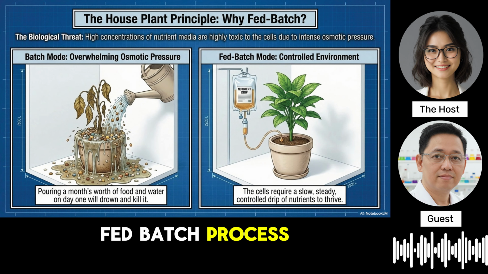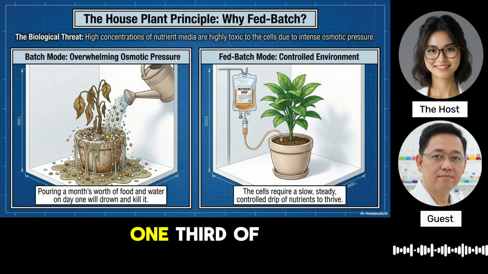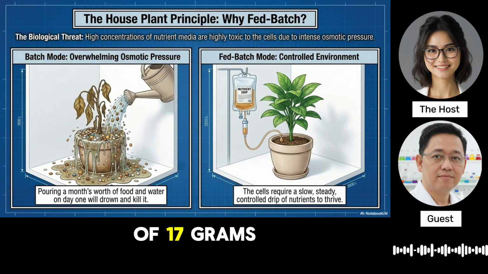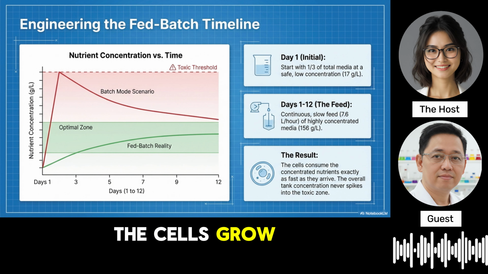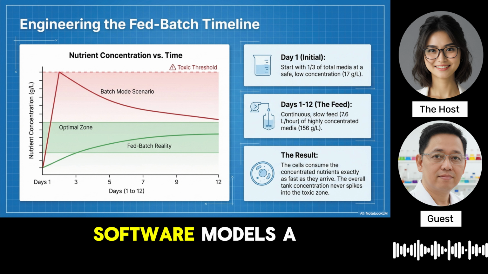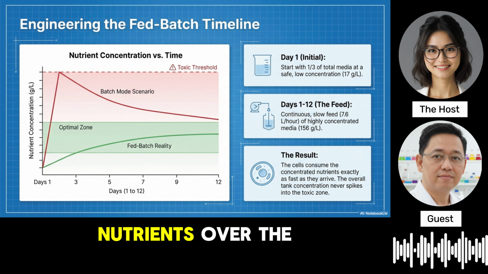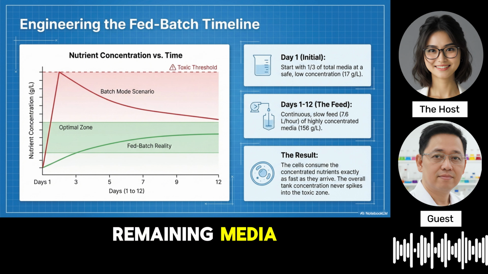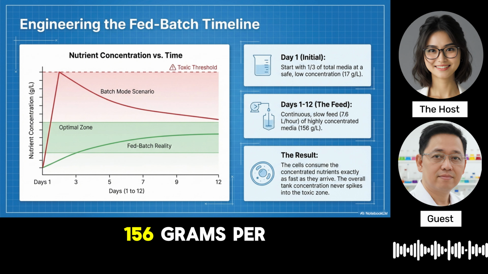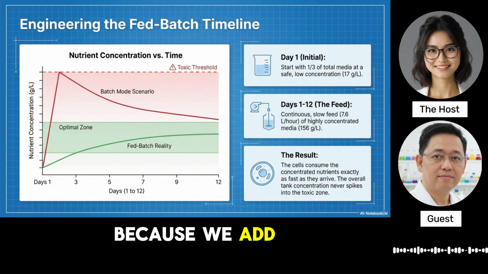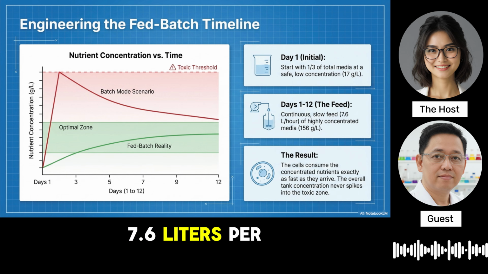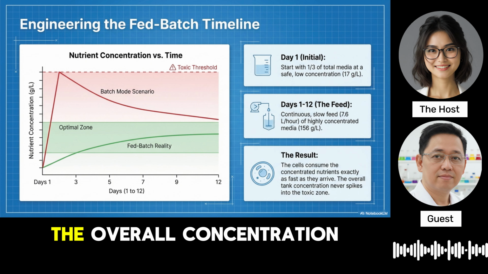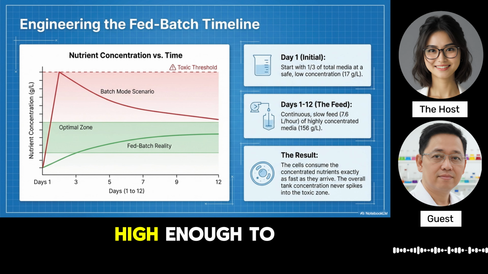In our fed batch process, we start the bioreactor with only about 1/3 of the total media required at a relatively low safe concentration of 17 grams per liter. And then as the cells grow and consume that initial food, the software models a continuous slow feed of nutrients over the course of the 12-day fermentation. Exactly. We slowly pump in the remaining media, but this time at a much higher concentration of 156 grams per liter. Okay. Because we add it slowly, roughly 7.6 liters per hour, the cells consume the concentrated nutrients almost as fast as they arrive. The overall concentration in the tank never spikes high enough to harm the culture.